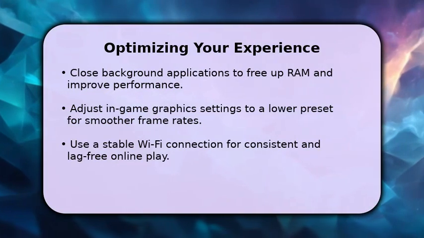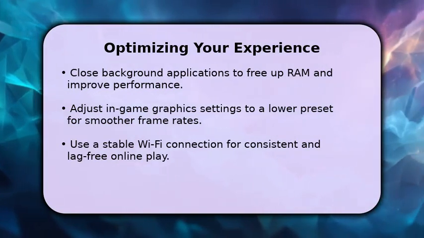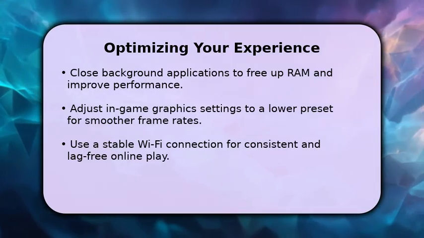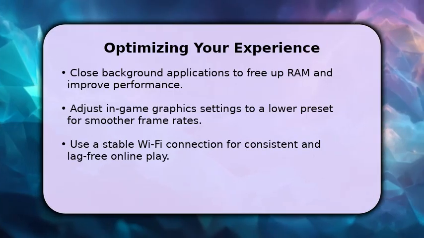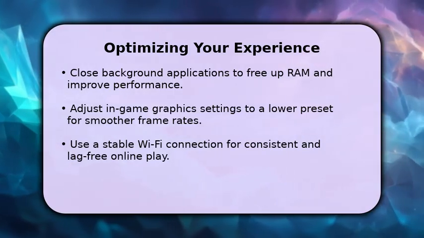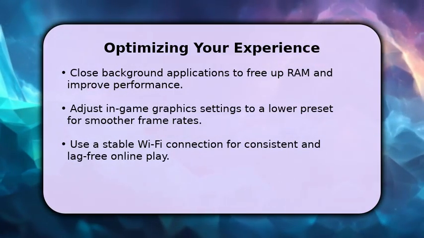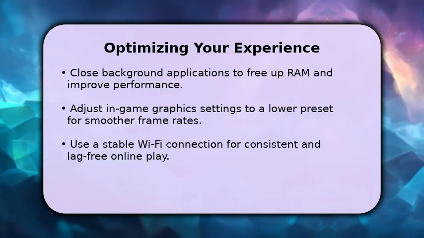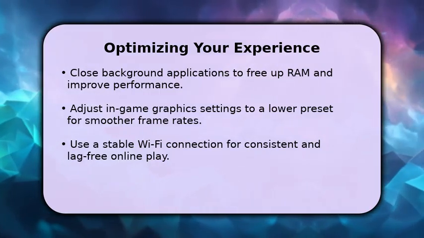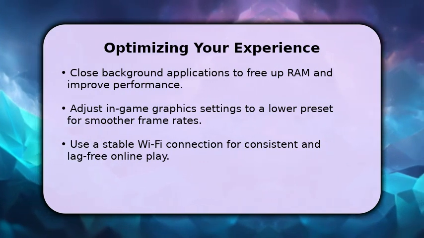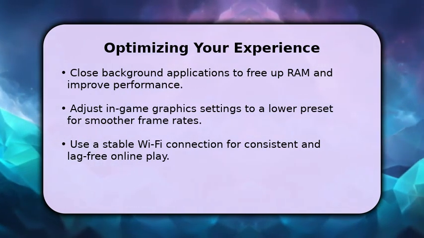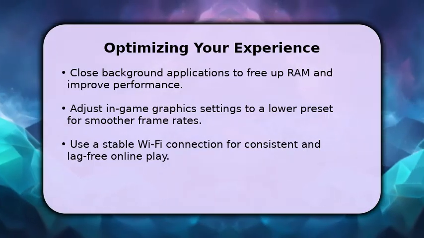To get the best performance while playing Fortnite, consider a few optimization tips. Always close any unnecessary background applications to free up your phone's RAM. Lowering the in-game graphics settings can significantly improve your frame rates, making gameplay much smoother. Finally, always play on a stable Wi-Fi connection to avoid frustrating lag and ensure a consistent online experience with your friends.